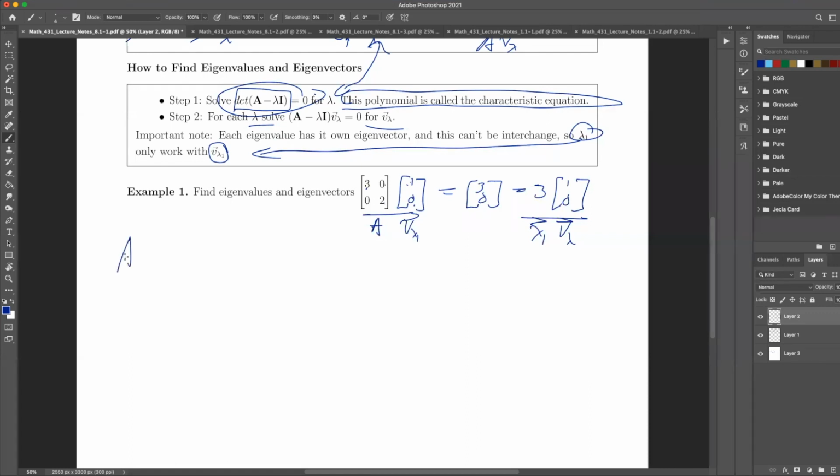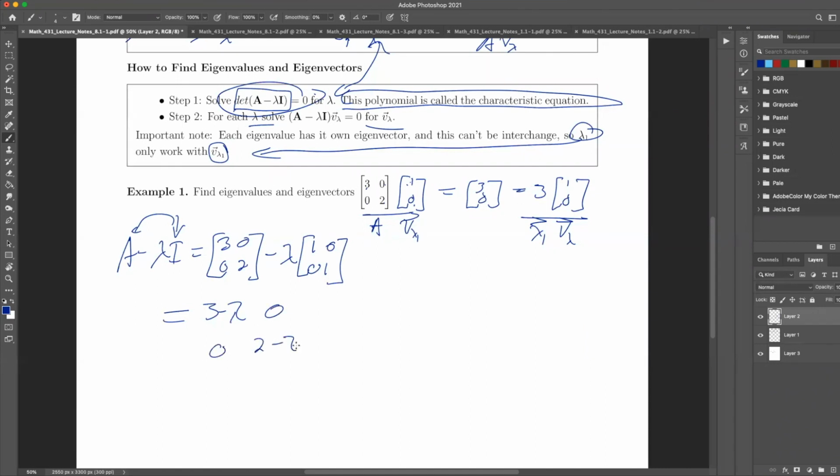So we're going to have A minus lambda I. In this case, it's going to be the matrix with 3, 0, 0, 2, minus lambda times the identity. Notice that this I will match whatever size this is. It's by design. We're going to choose it to be that way. We do this multiplication and we're going to get 3 minus lambda, 0, 0, 2 minus lambda. Now, do you do this step every time? No, you almost always start here.